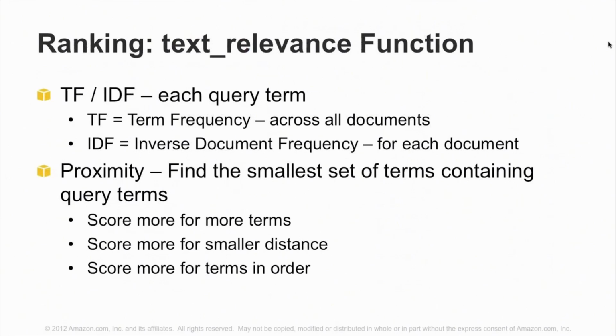The second component of the text relevance function is a proximity component. What we're looking at there is how many of the user's terms matched and how close together those matches were. So if more terms appear in a particular document, and those terms are closer together, and they're in order, we would score the most.